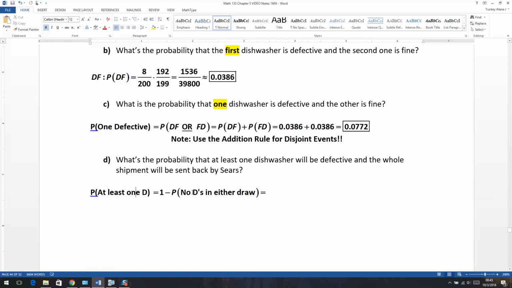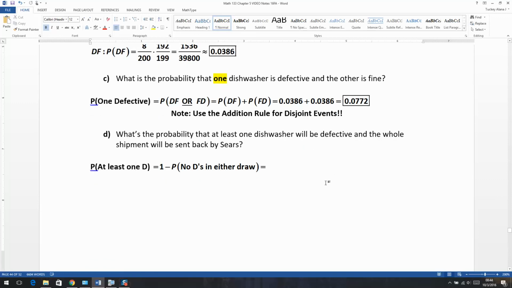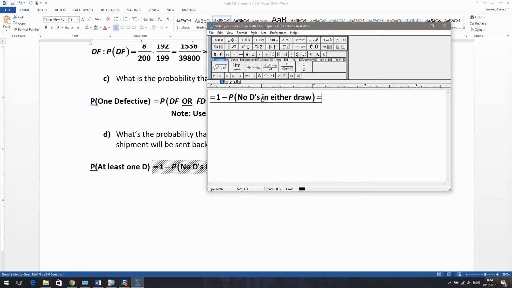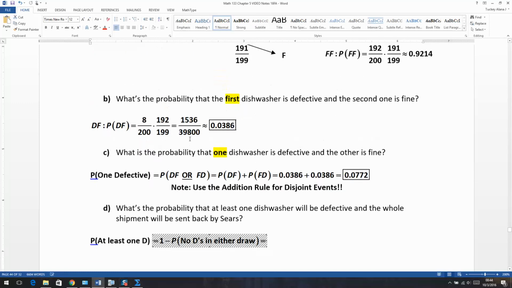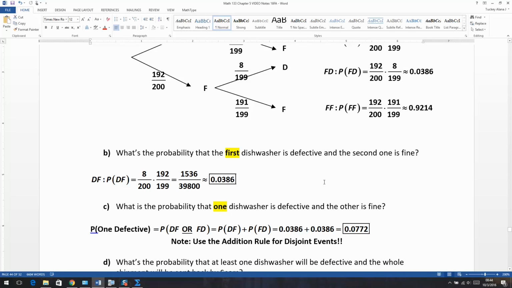So what I really want to know is what's the probability that at least one of those two dishwashers is defective? But we learned a while ago that the easiest way to do that is to take 1 minus the probability that none are defective. So we get no defectives in either draw. Neither dishwasher is defective. If they're not defective, that means that they're fine. So I want both of them to be fine. Right? I want 1 minus the probability that they're both okay. Well, that's equal to 1 minus, let's see, probability they're both okay is 0.9214.